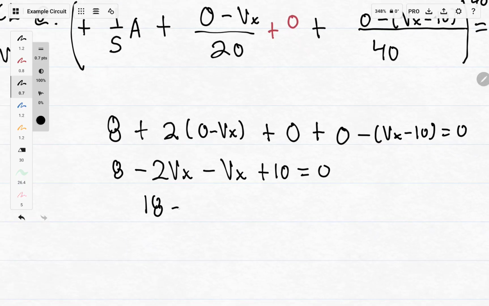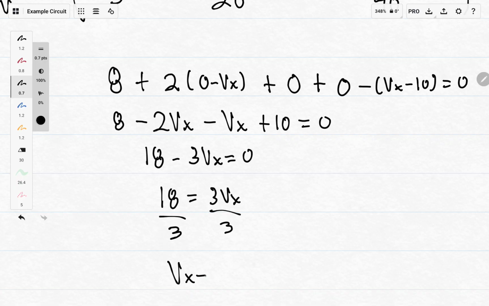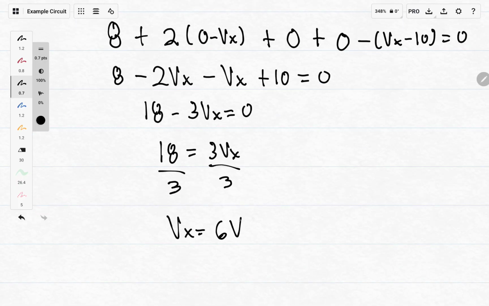So this would be 18 minus 3Vx is equal to 0. We generally want this Vx to be positive, just for namesake, I guess. So we do 18 is equal to 3Vx. We divide that by 3, divide that by 3. And we find that Vx is equal to 6 volts.